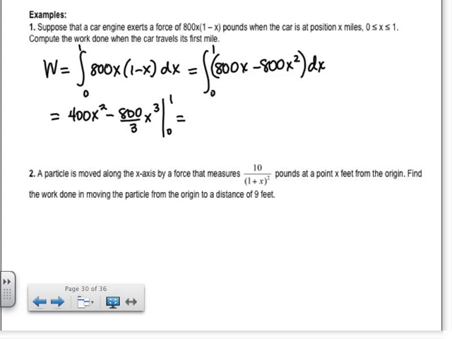Why can't you just pull the 800 out front? You could. Just do x. Yeah, you can pull the 800 out. You can't pull the x out. That's what someone said. Steve. What?